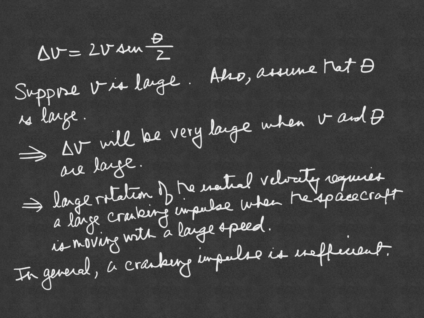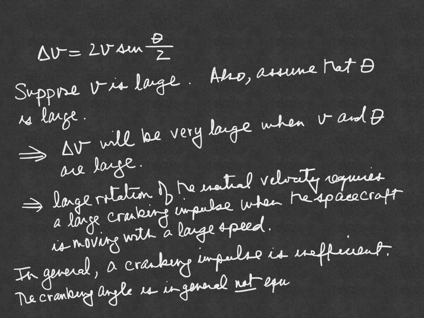But there's another aspect of a cranking impulse that's also important, is that although this cranking impulse rotates the velocity by an angle theta, the angle theta itself does not actually represent the change in the orbital inclination. So this is very important. The angle theta, in this case the cranking angle, is in general not equal to the change in orbital inclination.